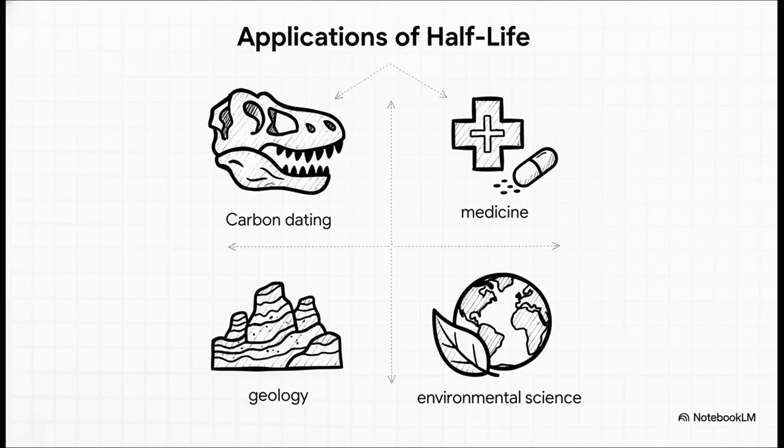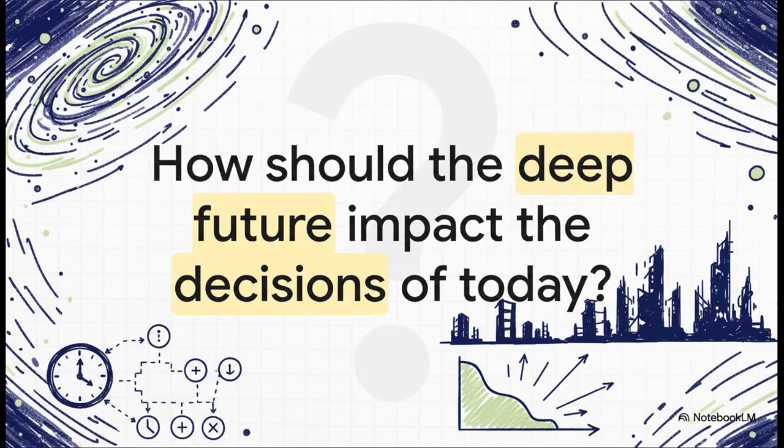Archaeologists use the decay of carbon-14 as a clock to figure out how old ancient artifacts are. Doctors use it to calculate how long medicine will stay in your system. Geologists use elements with even longer half-lives to date the age of rocks. And yes, environmental scientists use it to understand the incredible long-term challenge of managing waste that will be here long, long after we're gone. So you see, this is way more than just a formula in a textbook.